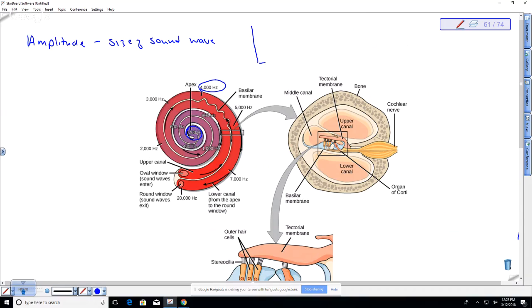So if I look at a frequency, this would be one frequency. And if this is the same frequency, but the sound waves are shorter, this would be a loud sound, and this is a soft sound. So those have the same frequency. I tried to draw them the same frequency. So the same sound wave per given unit of time, but the difference is in the amplitude.